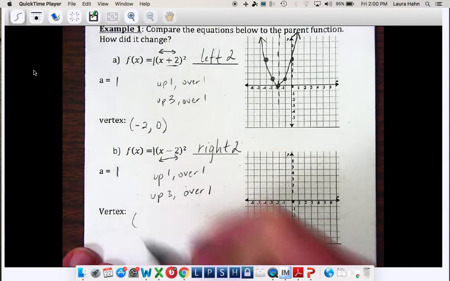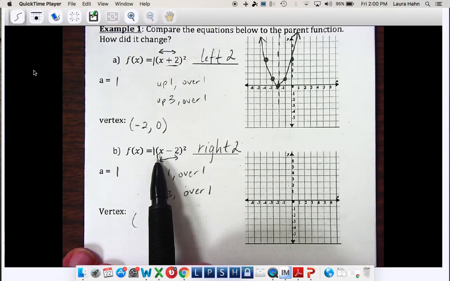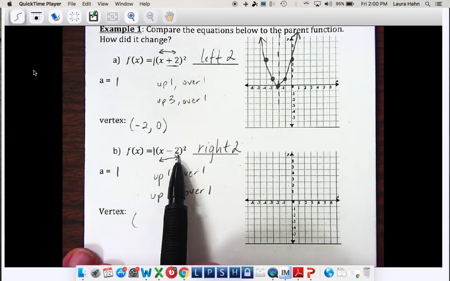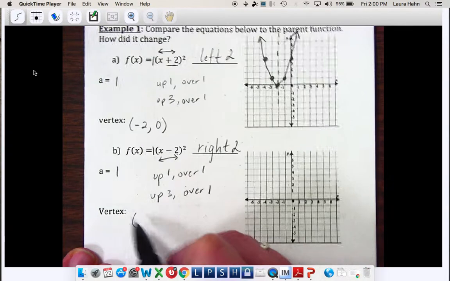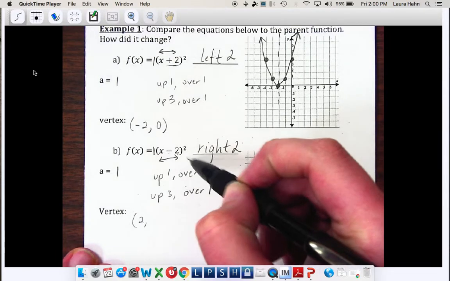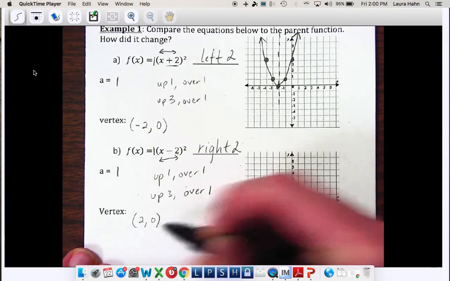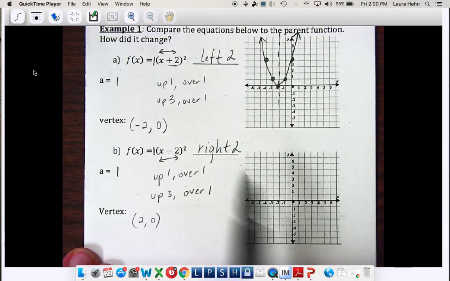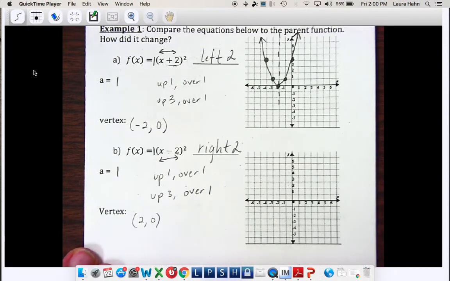Okay, to find our vertex, we look at what's happening to the x. Well, it's subtracting 2. So x's are liars. So since it's subtracting 2, I'm going to put a positive 2. My y value is at the very end, and there is nothing back there, so my y value is a 0. Okay, so we're about to graph it. Know that it should shift to the right 2 from the parent function. Okay, so my vertex is 2, 0.